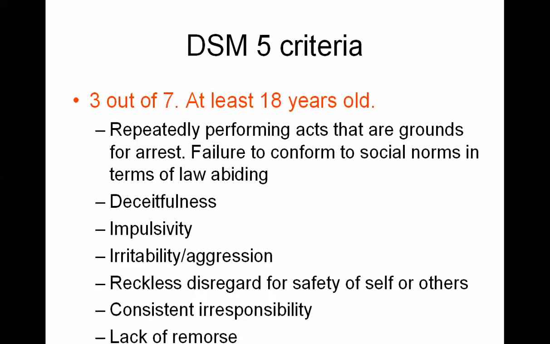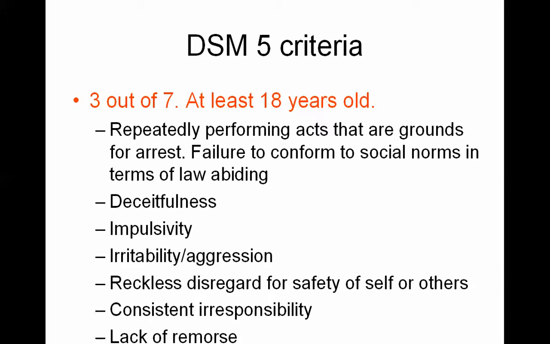Okay, so here's the criteria. First of all, this person has repeatedly performed acts that are grounds for arrest. So basically they don't conform to the social norms in terms of abiding by the law. So they break the law, they steal, they commit crimes. Even if minor crimes, it's still considered breaking the law. Okay, next thing is deceitfulness.